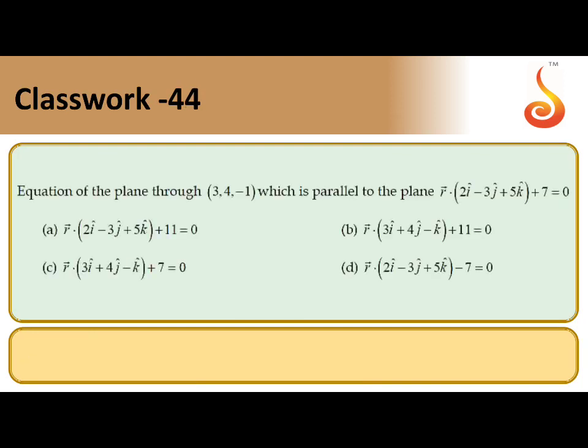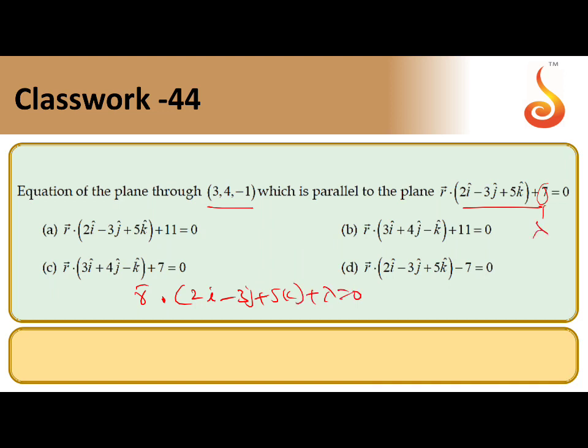44. The equation of the plane passing through this point and parallel to the plane. Any two planes are parallel means they differ by a constant. This plane parallel to the other plane means they differ by a constant only. The required plane is r dot 2i minus 3j plus 5k plus some lambda equal to 0. So the plane parallel to the given one differs by a constant. Now we want the lambda value.